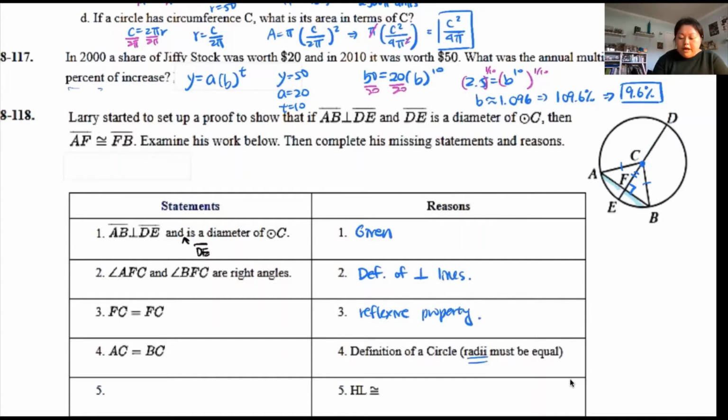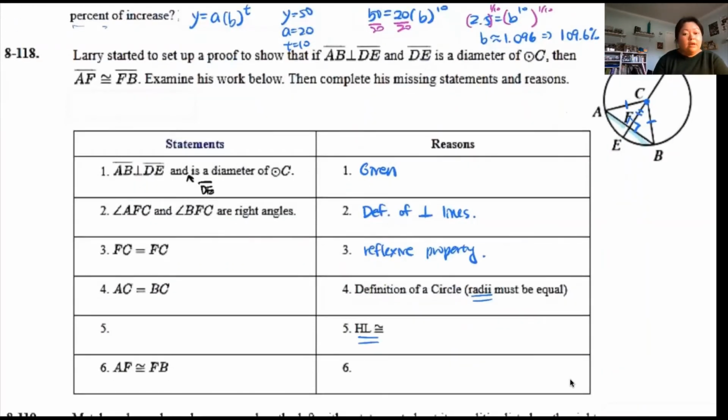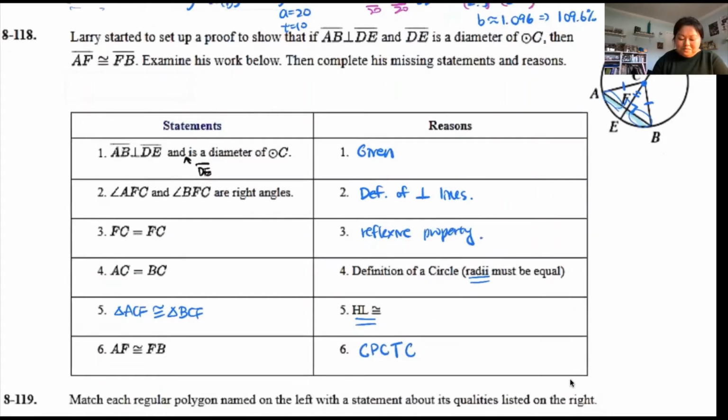So right now I can see I have right triangles and I have a hypotenuse and a leg, so I can prove that these two triangles are congruent by hypotenuse leg. So what triangles am I talking about? Triangle ACF is congruent to triangle BCF, okay? And then because I already have congruent triangles, therefore I can show that these two sides must be congruent because they are corresponding parts of congruent triangles, therefore they are congruent, okay?